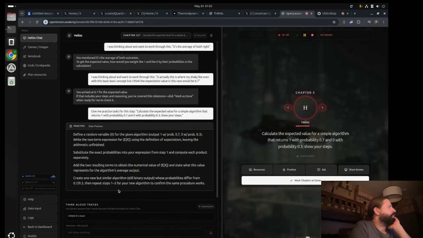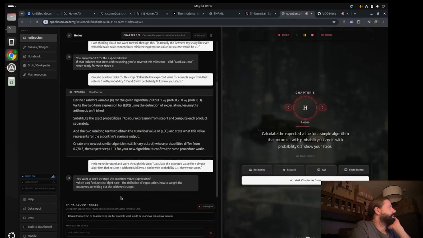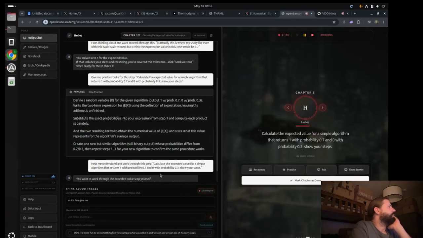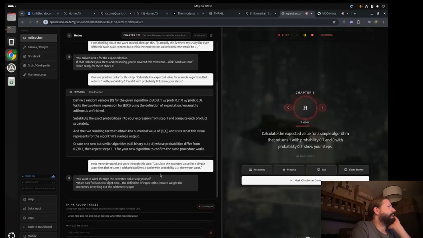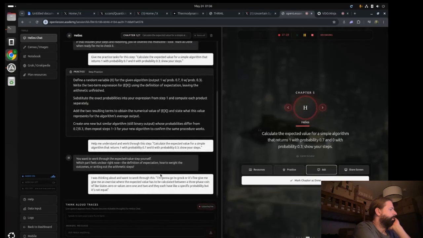I think it's more fun to do something like, for example, what would be, and we can ask. Oh no, sorry. I'm gonna go to Grok. Give me an exercise where the expected value has to be calculated between a three-faced coin with values 0, 1, and 2, and they each have a specific probability, but it's not equal. I don't know if it's going to give me that exercise.